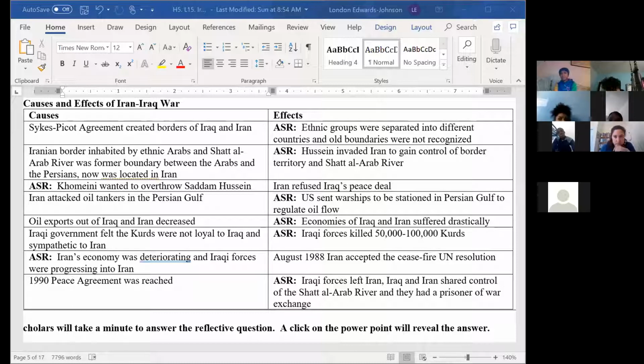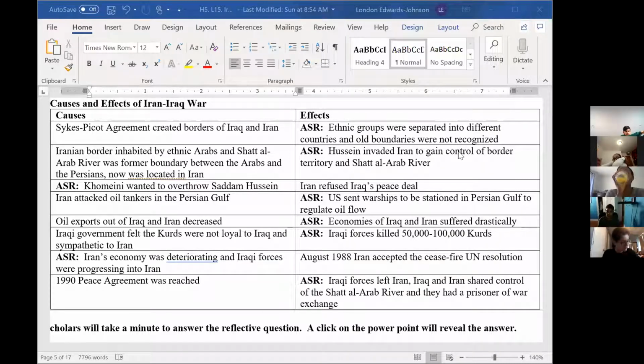Next, Iran's economy began to deteriorate and the Iraqi forces were progressing, and so as a response, Iran finally accepted the ceasefire. In 1990, the peace agreement was reached, and as a result, Iraqi forces left Iran, and they shared joint control of this river, and they had the prisoner of war exchange. So I'm just gonna leave this up for about a minute so that you can get it all down.